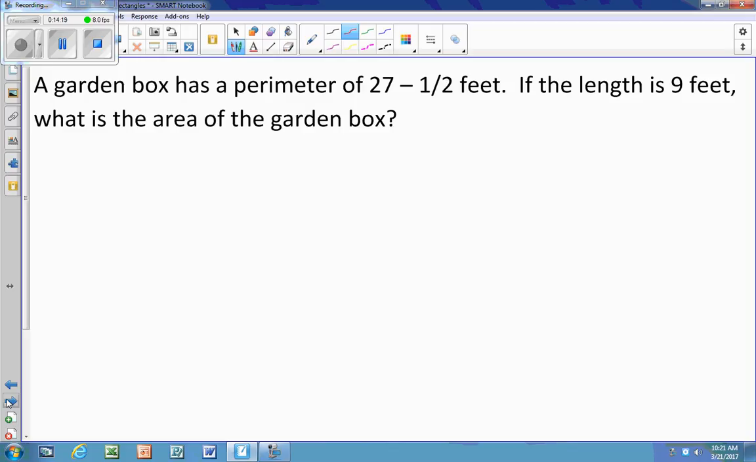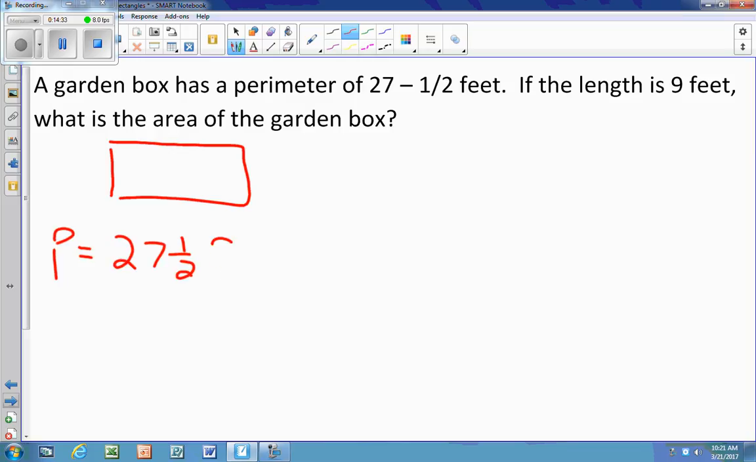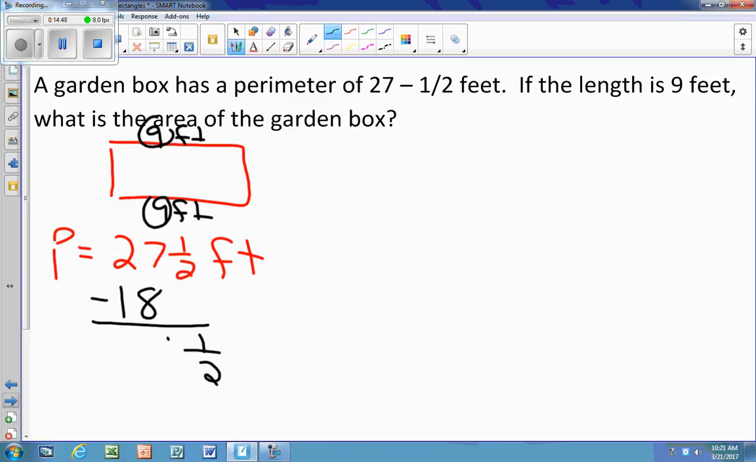Next, a garden box has a perimeter of 27 1/2 feet. If the length is 9 feet, what is the area of the garden box? So we have the garden box. We know the perimeter is 27 1/2 feet. That's not the area, it's the perimeter, it's the distance all the way around. The lengths are 9 feet. So just like before, we're going to add 9 and 9 and get 18 and subtract it from here. And we have 9 1/2 feet that we have to split between here and here.